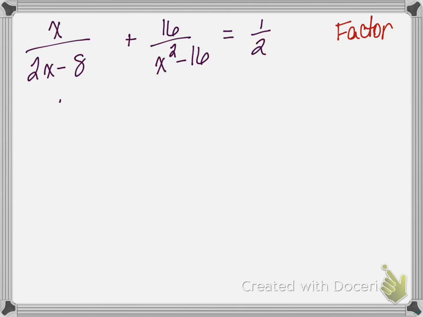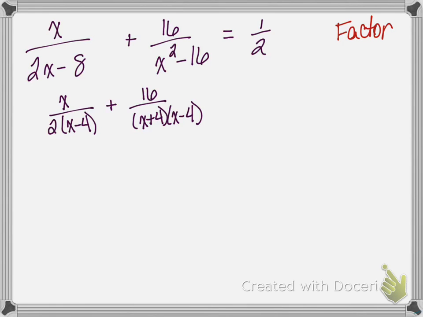Okay? So I have x over 2 times x minus 4. I factored out a GCF. Then I have 16 over x plus 4, x minus 4 equals 1 over 2. So I have factored the denominators. That's what I did first.